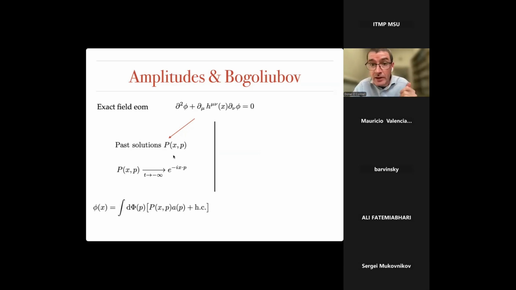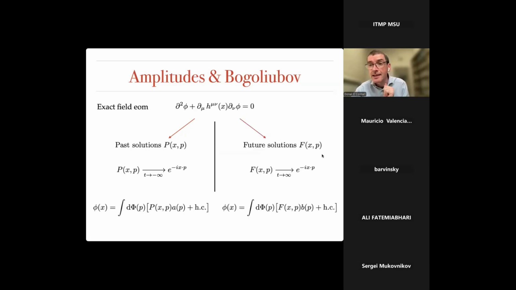There's an obvious other basis of solutions which we could think about, the future solutions. So I'll call these guys F, F for future. These future solutions have the property, the boundary condition which we impose, that as time goes to plus infinity, the waves are free, e to the i p dot x. Again, in the far future, this term falls off, so we can neglect it, and we're solving a free wave equation. So the solutions are these modes F.